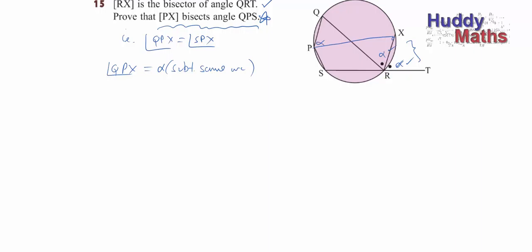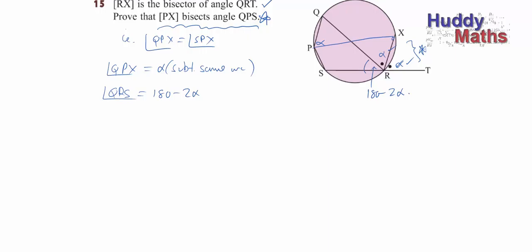So angle QRS, in here, and you'll see why we're going to do that in a minute. Angle QRS, this angle in here, is 180 take 2 alpha. So again, I'm still using this piece of information down here. There isn't much else apart from that. That's 180 take 2 alpha.